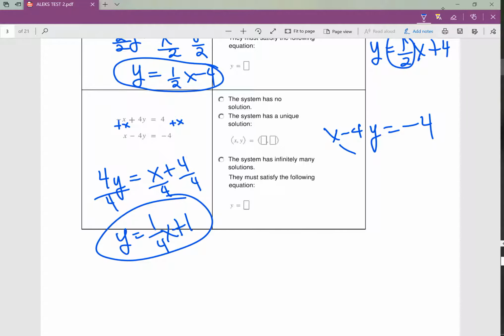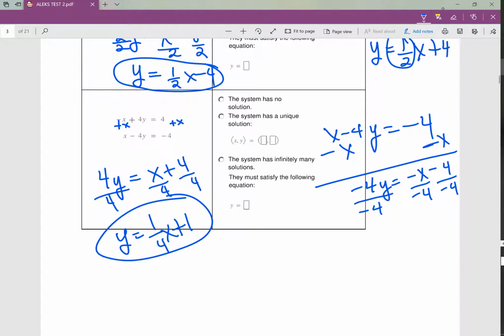So I'll subtract the x on both sides, leaving me negative 4y is equal to negative x minus 4. But I'm then going to divide by negative 4 on all 3 terms because I want y by itself always. That'll cancel. This will leave me y equals, the negatives will cancel, leaving me 1/4 x. And this will cancel to give me plus 1. So the system has infinitely many solutions. They are identical.